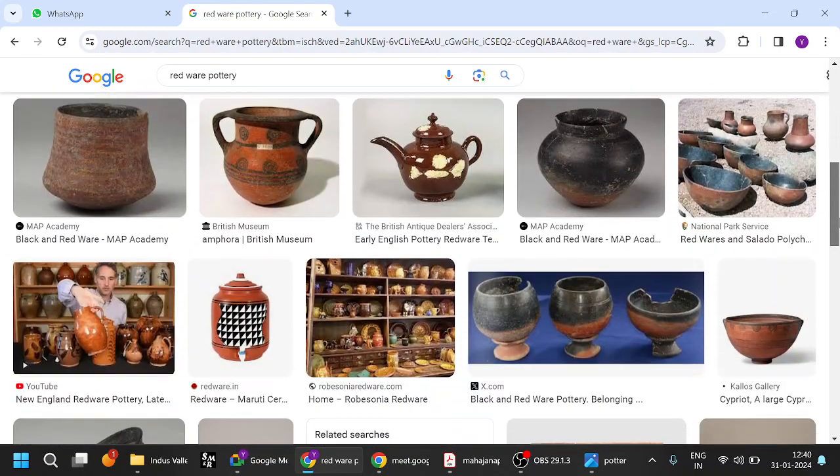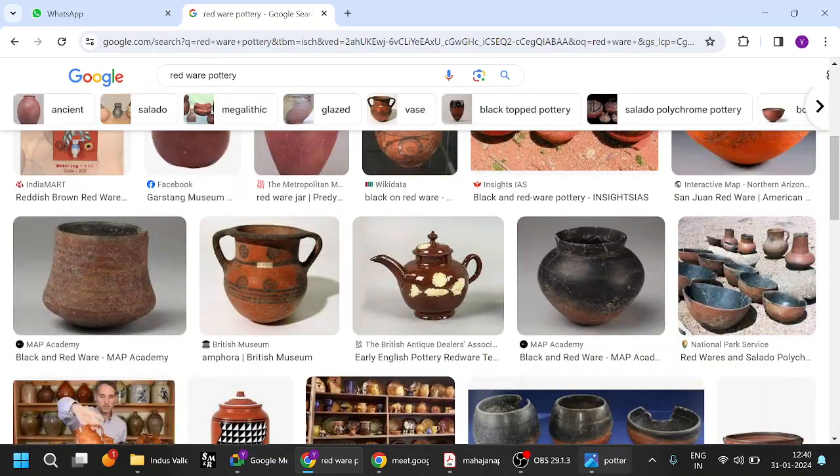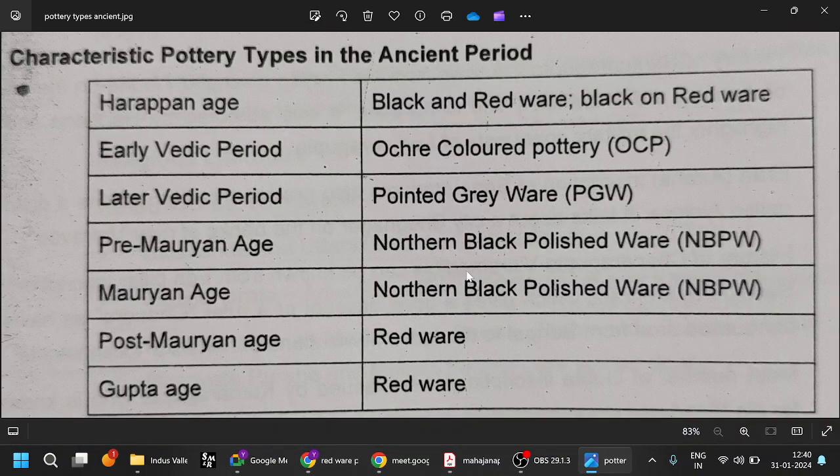You have seen northern black polished, that is Maurya. Pre-Mauryan and Mauryan is northern black polished ware, and post-Mauryan, Kushans, Gupta age, etc., that is redware, and early Vedic period is ochre colored pottery, and Harappan is simple black and red pottery. So this is very important.